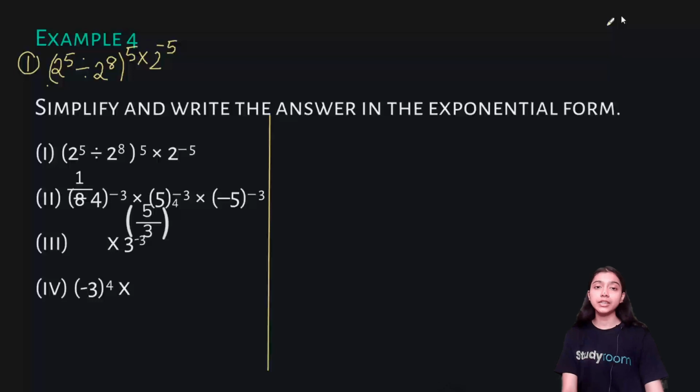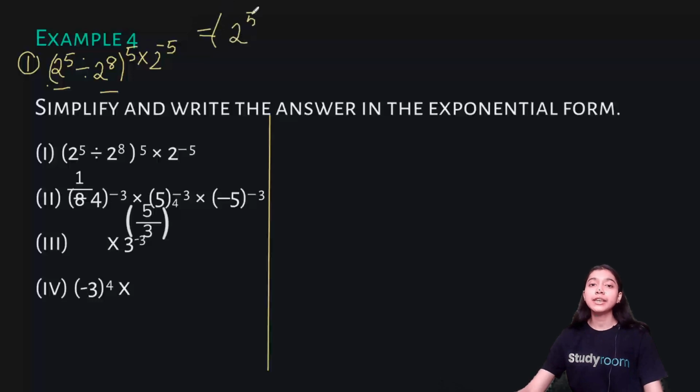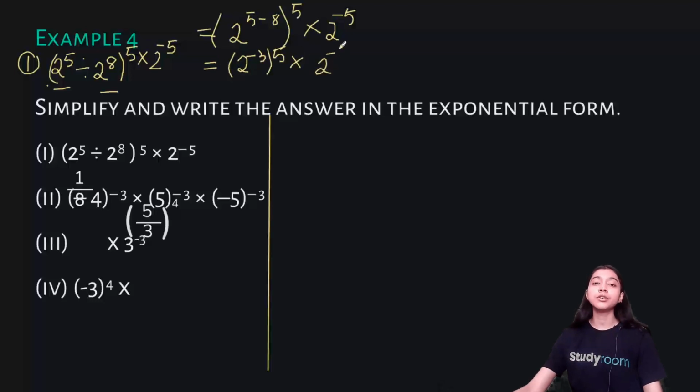Over here we have another question where we have to simplify and then write the answer in exponent form. So the very first question is 2 to the power 5 divided by 2 to the power 8 whole to the power of 5 multiplied with 2 to the power of minus 5. Now here 2 to the power 5 is divided by 2 to the power 8. So bases are same and they are divided. So the powers will be subtracted. So we'll write 2 to the power of 5 minus 8 and then whole power of 5 multiplied with 2 to the power of minus 5. Now we know one thing, that 5 minus 8 is minus 3. So it will give us 2 to the power of minus 3 to the power of 5 multiplied with 2 to the power of minus 5.